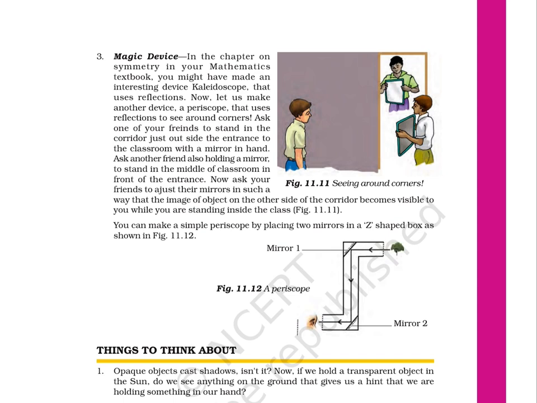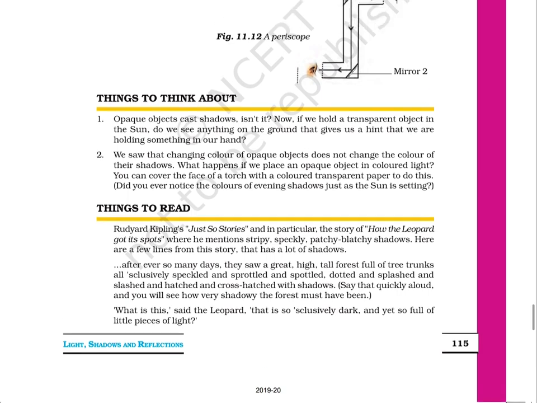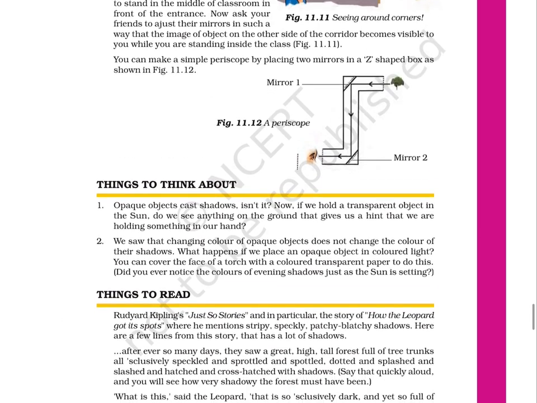Here is figure 11.11 which shows seeing around corners. Figure 11.12 shows a periscope. Things to think about. 1. Opaque objects cast shadows, isn't it? Now, if we hold a transparent object in the sun, do we see anything on the ground? That gives us a hint that we are holding something in our hand.